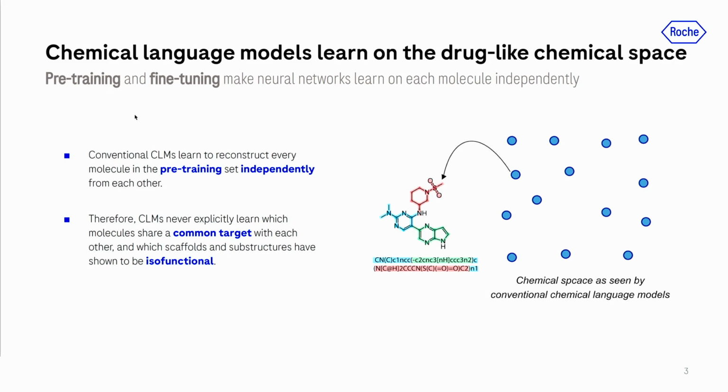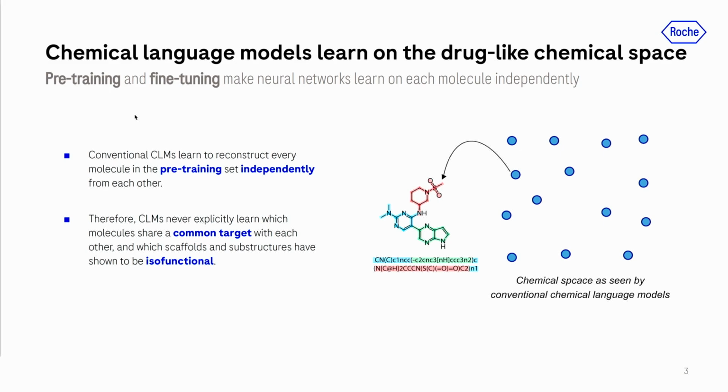During the pre-training, if we imagine the drug-like chemical space being those blue dots, where each blue dot represents one molecule, the model essentially learns to construct these drug-like molecules and therefore learns the structural distribution of these molecules. But it never learns, for example, that two molecules which look structurally different may share a similar or the same target. The model never learns that these two molecules modulate a similar target. And this was the problem that we wanted to address.